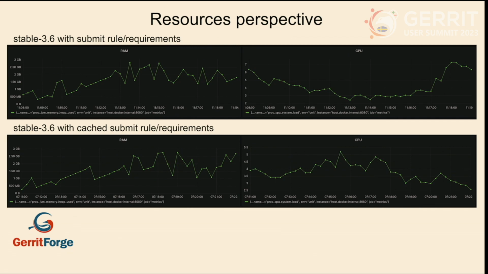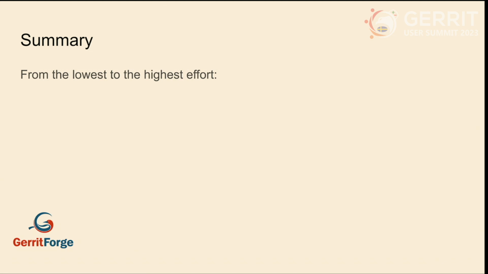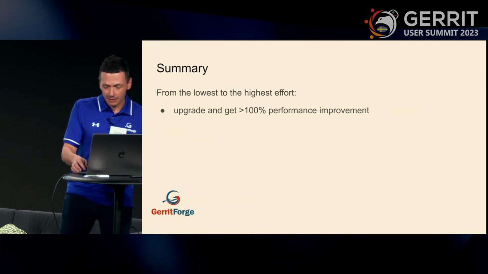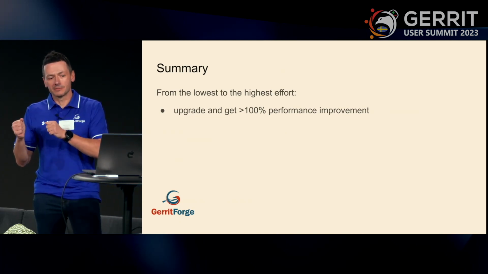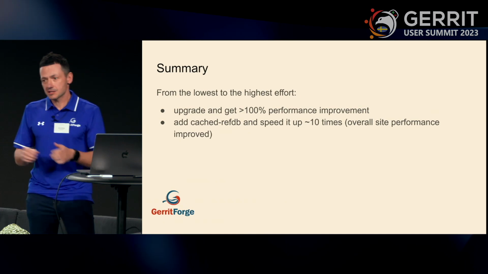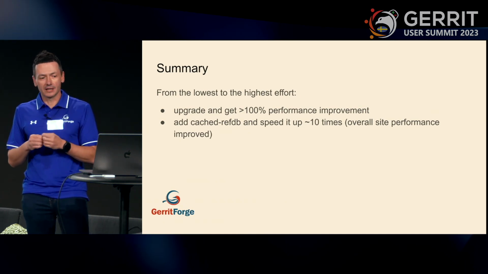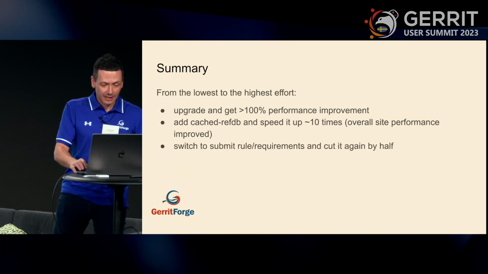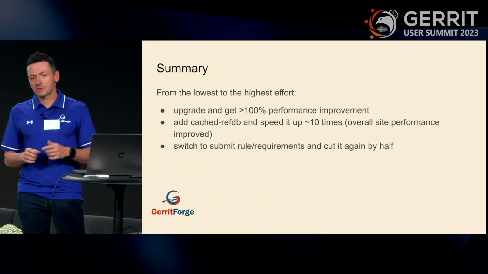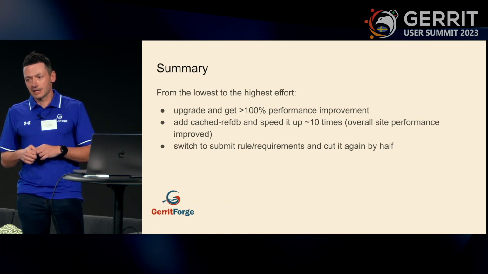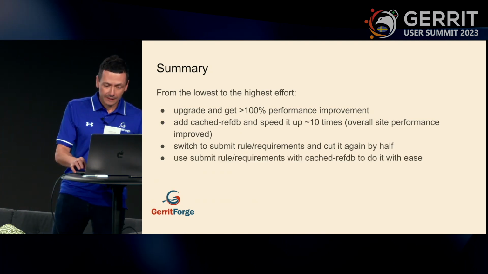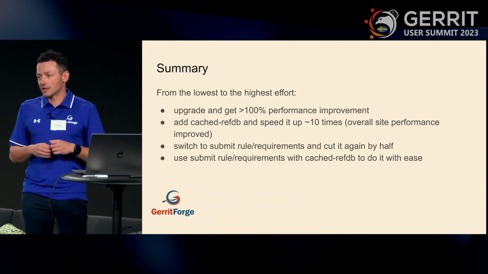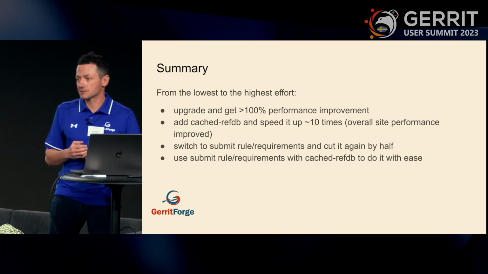So that basically means that you could put more in the system, more load, because you have leveled down the CPU. So to sum it up, from the lowest to the highest effort on how to make your owners rules plugin faster: first upgrade, 100% improvement. Then add CacheFDB, very low effort to do that, and then you will have 10 times faster, and the overall system will be faster. Then switch to submit requirements, because eventually you will have to give up your prolog rules. That will happen someday. And then combine these two together so that you could also put low pressure on your resources and have more power in your system.